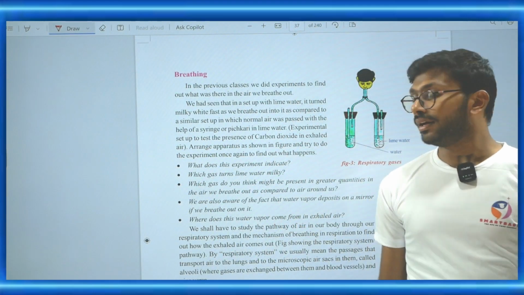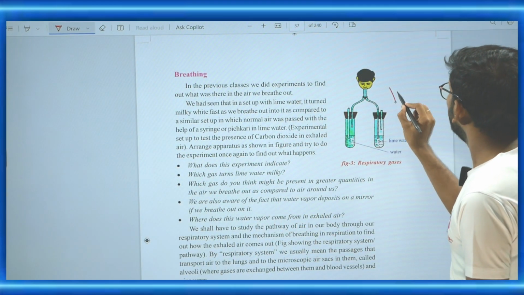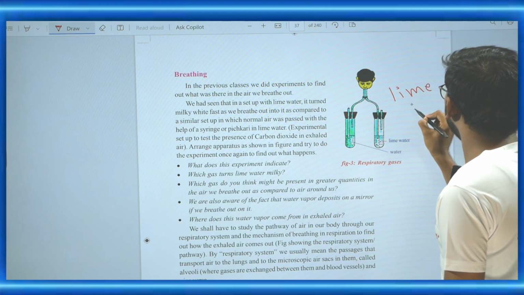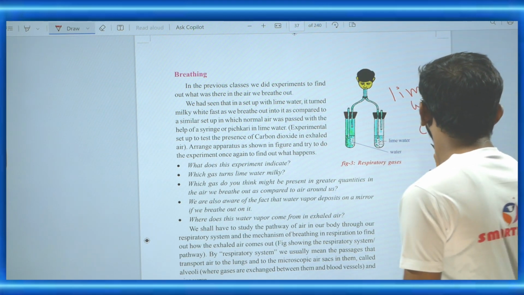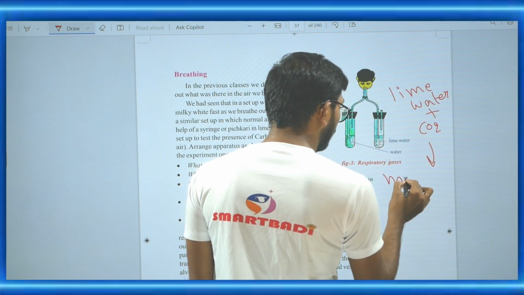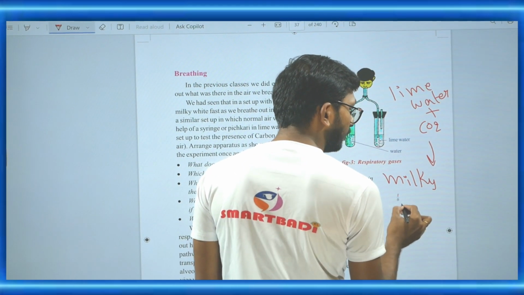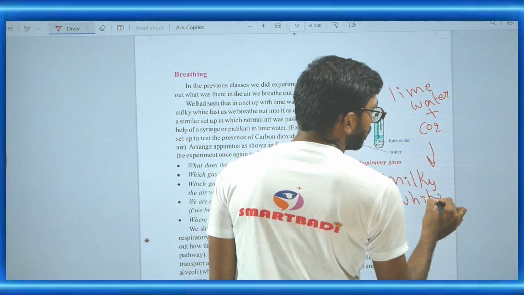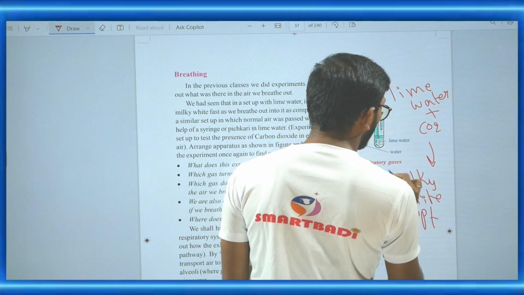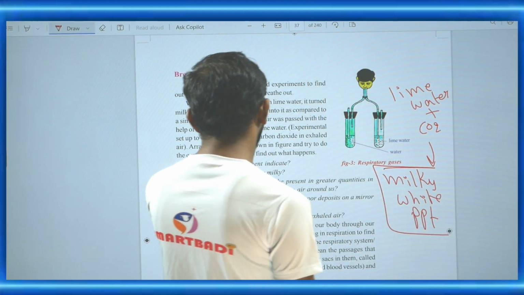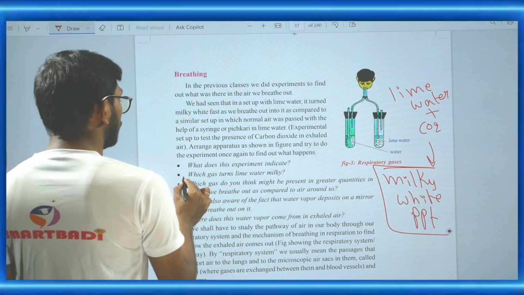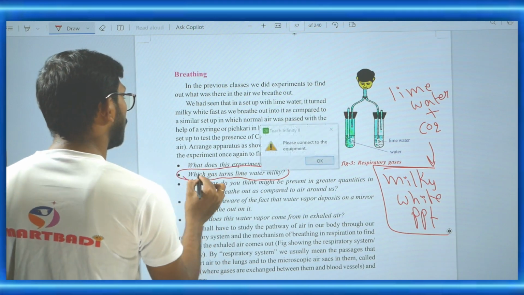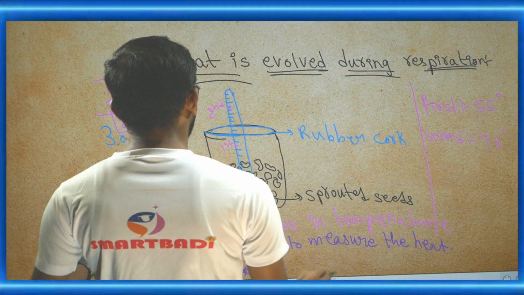This experiment mainly mentions that when lime water reacts with carbon dioxide, it forms the milky white precipitate. This is the whole and very important heart of the chapter. Wherever in an experiment on respiration, it forms the milky precipitate. The questions are also the same, they have repeated again.